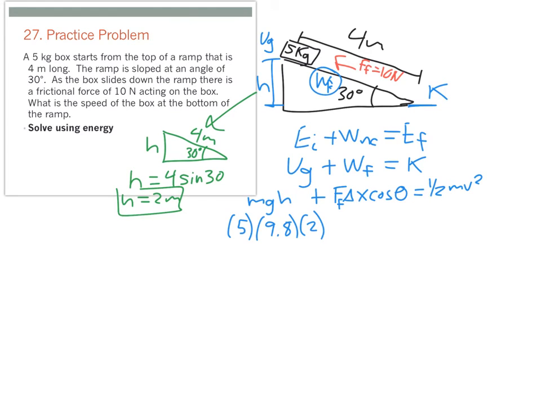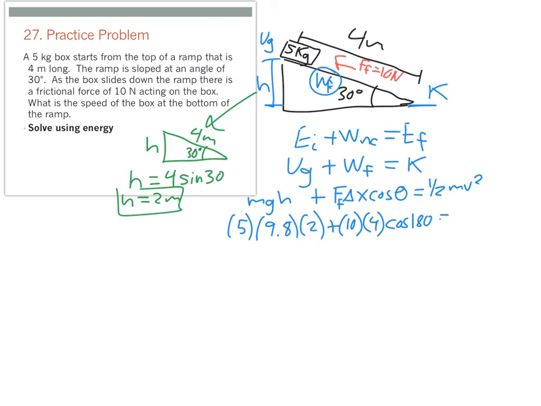I'm then going to add the work done by friction, so that's the force of friction, which is 10, times my displacement, which is 4. And I'm using that full distance because friction acts as that box slides that entire displacement. So the displacement should be 4, not 2. My angle here is going to be 180 degrees because as I'm traveling down the ramp, friction is going up the ramp in the complete opposite direction. So the angle between my force and my displacement is 180 degrees.